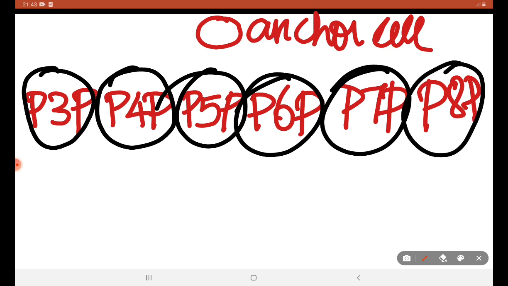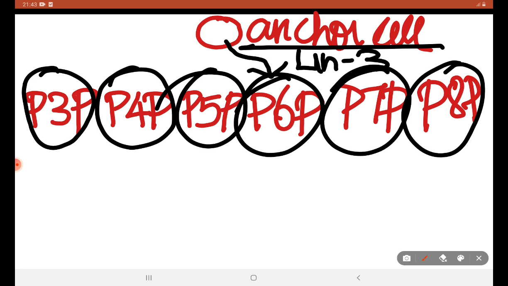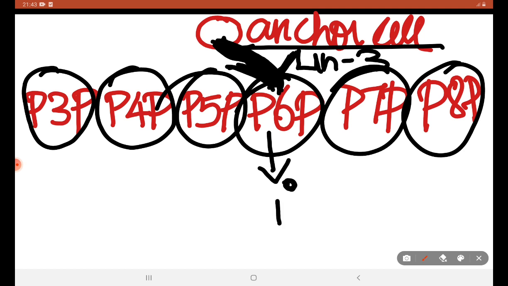This anchor cell present in the C. elegans will produce the signal. It will directly reach the central cell. It is LIN-3. LIN-3 will reach this P6.p in high quantity. More signal will reach the central cell, so it is conditionally specified to become the primary cell.